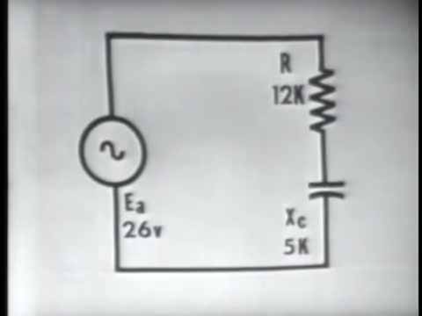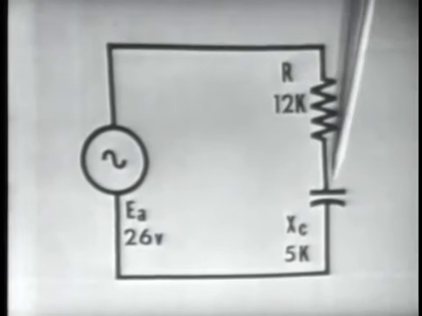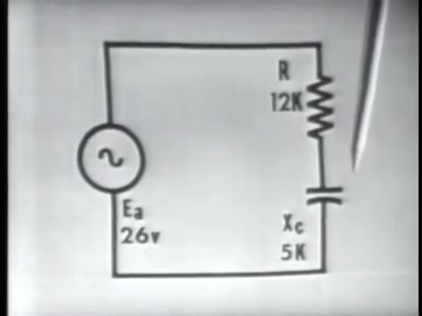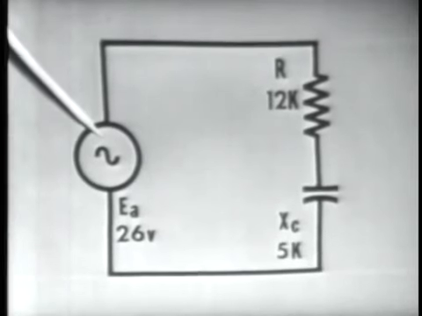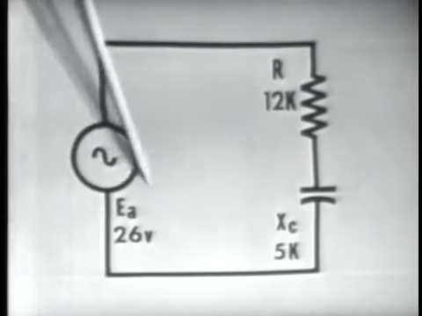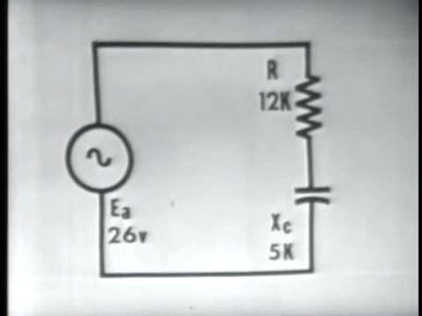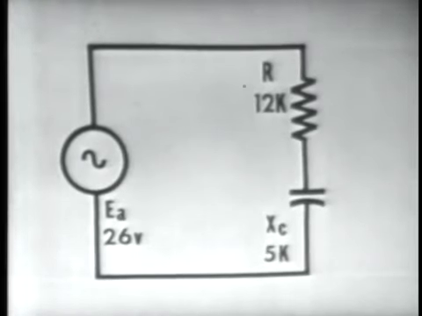And to do so, we'll use this circuit. It has a capacitor whose capacitive reactance is 5 k ohms. Of course, the reactance of this capacitor is determined by the frequency of our generator. The applied voltage to our circuit, or the output voltage of the generator, is 26 volts. We have a resistor of 12 k ohms.